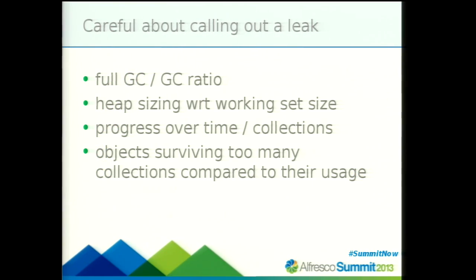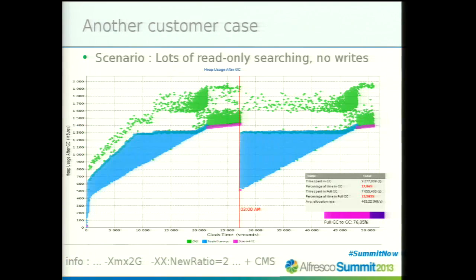This is just an introductory example. I just want to mention that you want to be careful about calling out a memory leak, and really analyze the full GC to GC ratio, the heap sizing, and the progress over time. Is there any object surviving too many collections compared to that usage? Now we are going to see a real example, which is another customer case. Is there anyone here who can tell me what's going on there?